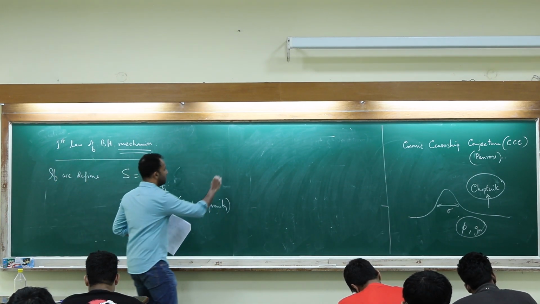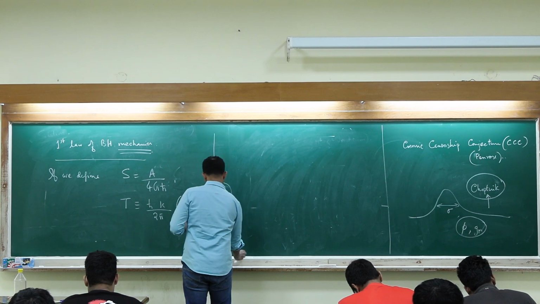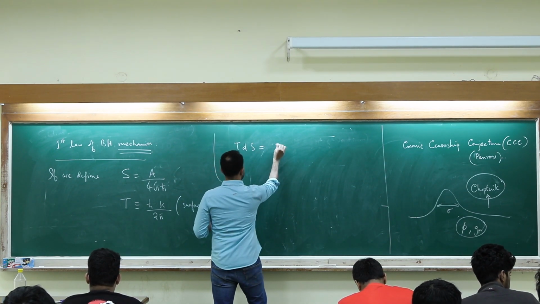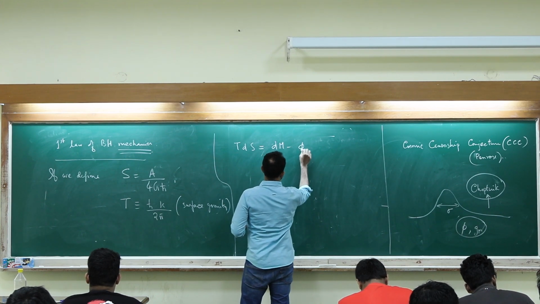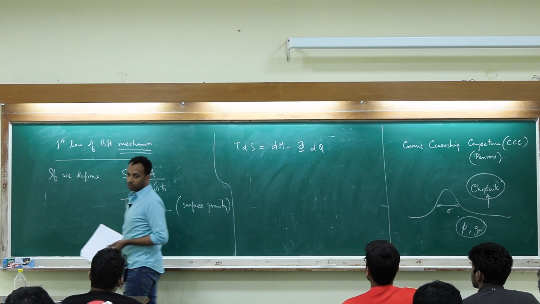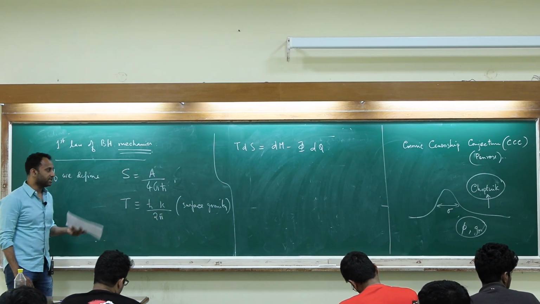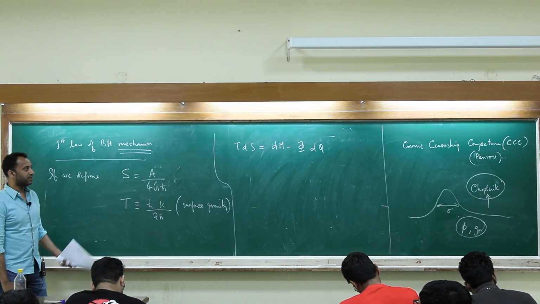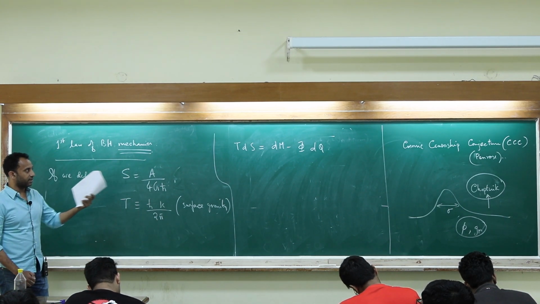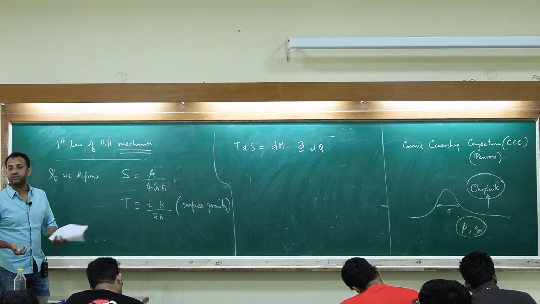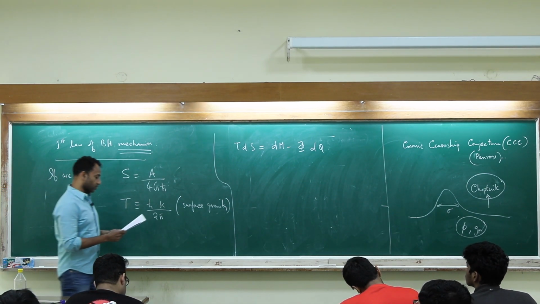So the claim is that TdS, defined in this way, is equal to dM minus phi dQ for the Reissner-Nordström black hole. So this is the claim. And if you know how to define phi, T and S, this is basically an equation that we can check directly using the parameters of the black hole. Right? So that's sort of the point here.